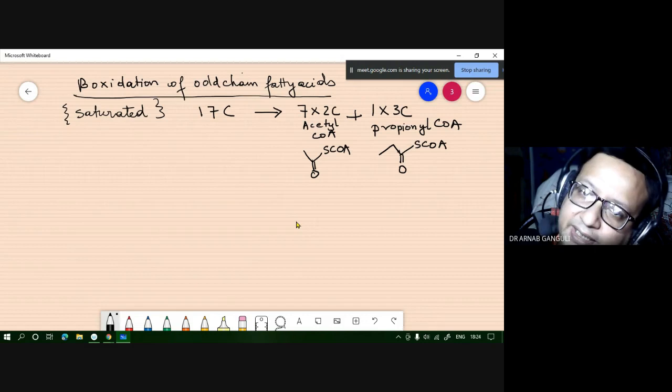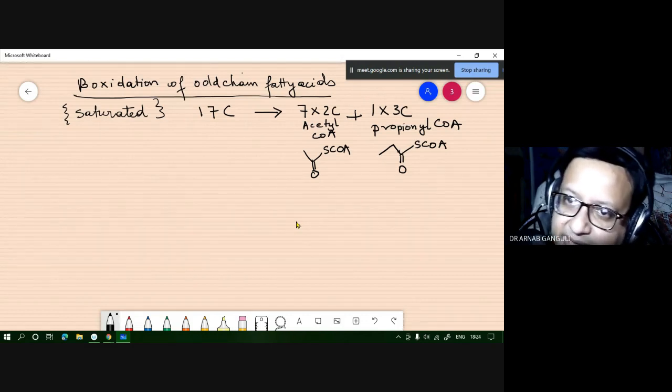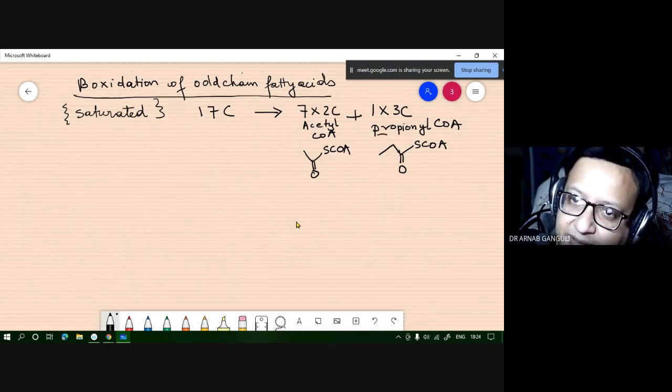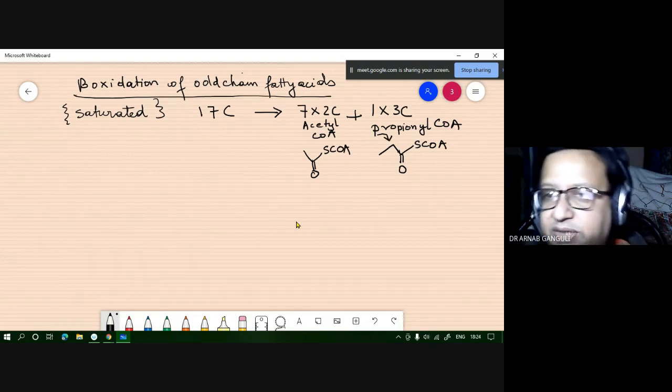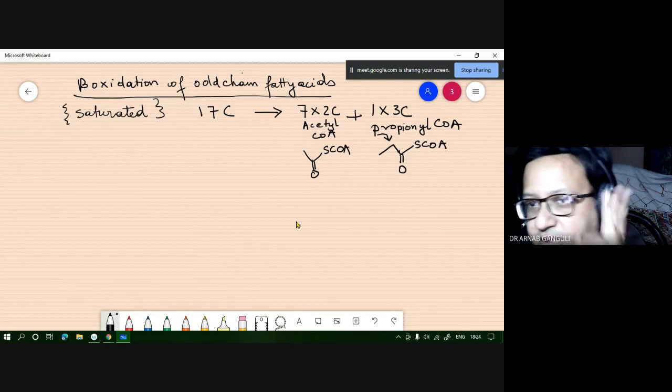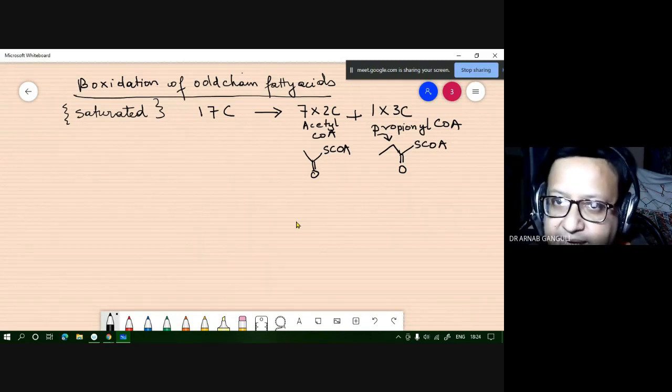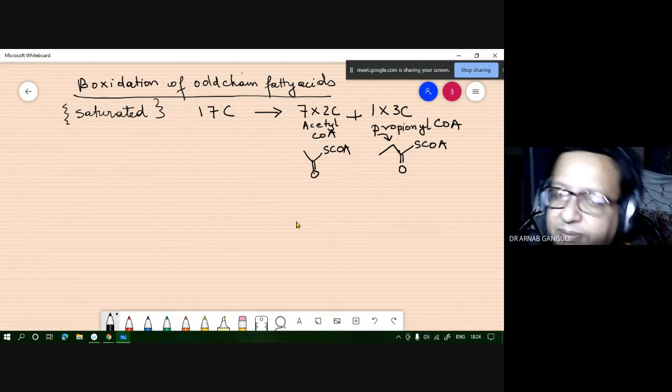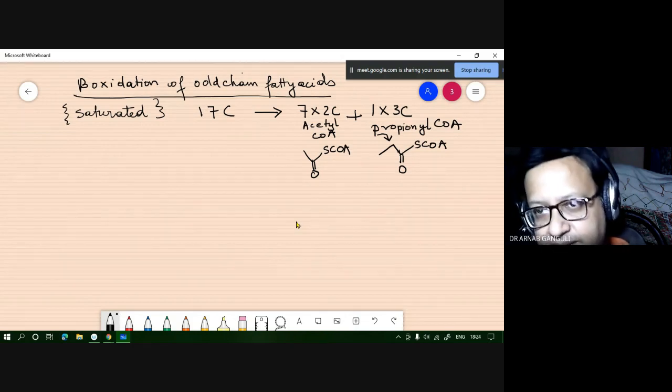Are you able to understand? Just one more CH2 is added here. One CH2 is added over here, and one CH3 over here. So propionyl has got 3 carbon and acetyl coenzyme A has got 2 carbon. Is the structure clear? Yes, sir.